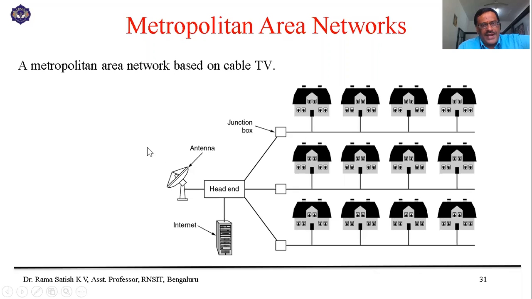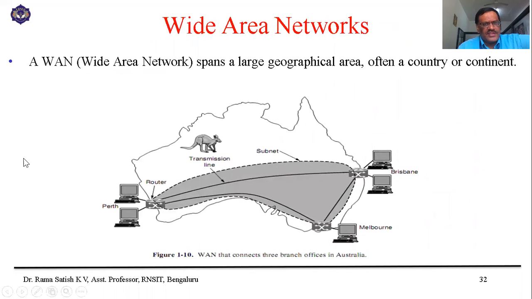So you have an antenna. Through the antenna you get connected to the internet, and this is heading towards the network internet server. Most of the houses in Bangalore city and in most of the metropolitan cities have this networking. Through cable, you get networks. This is also a metropolitan area network, one example. It is characterized by being within the city.